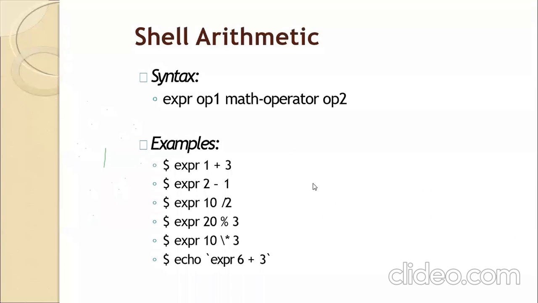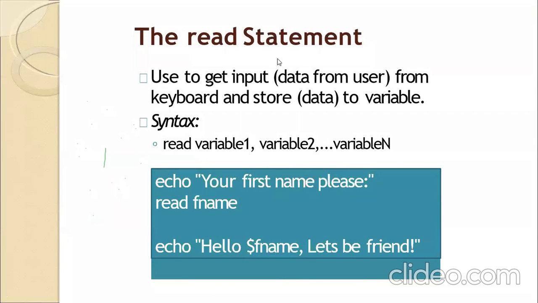Shell math operation. Then the read statement is used to get input data from the user's keyboard and store it in a variable. So which command is used? read variable1 variable2 variable n. Echo your first name, please. Read fname, where fname is your variable name. Then echo hello, so here we are using dollar fname, which will be stored into fname. Let's be friends.